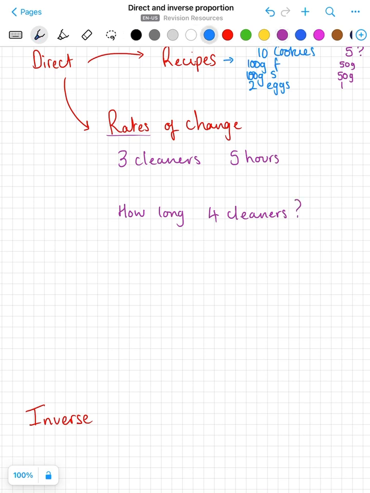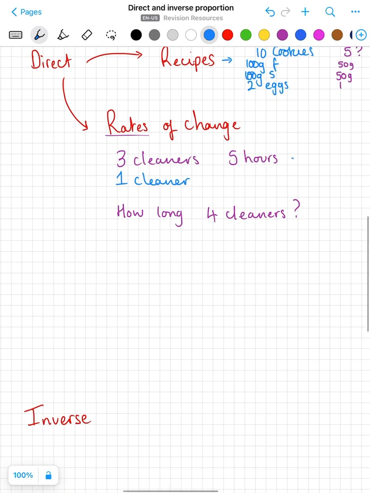Well, it's important that we need to work out, well, how long would it take 1 cleaner? And here is where it's always backwards to what your brain wants to do. If 3 cleaners take 5 hours, just think to yourself logically, is one person going to clean faster or slower? Much slower. It's going to take them a longer time. How much longer? 3 times longer. Because they've got 3 less, well, they've got a third less of the people. So that's 5 times 3, which is 15 hours.